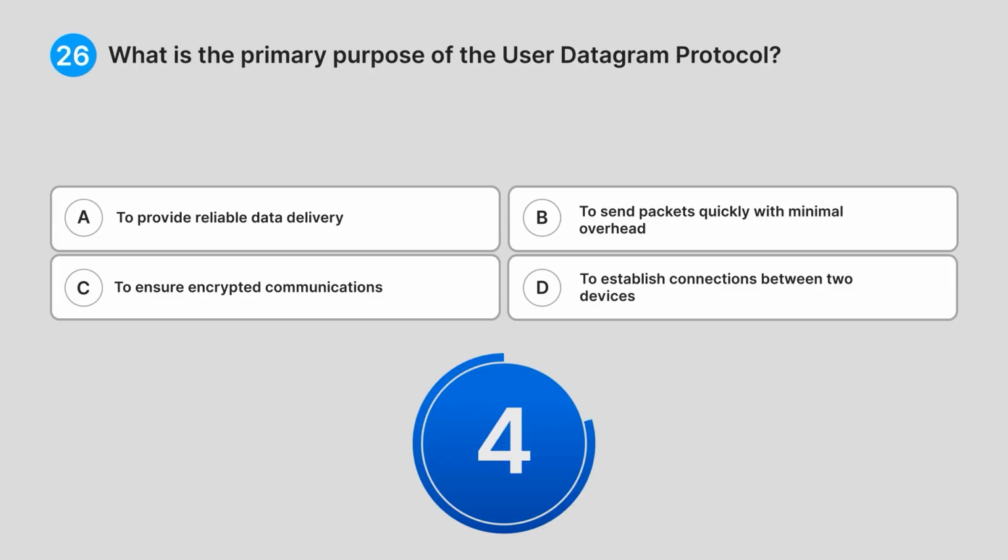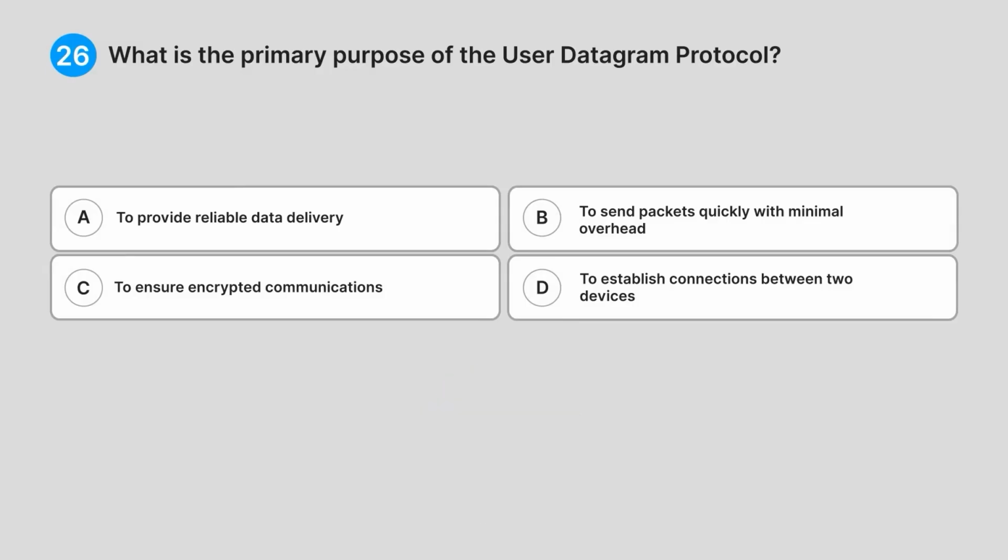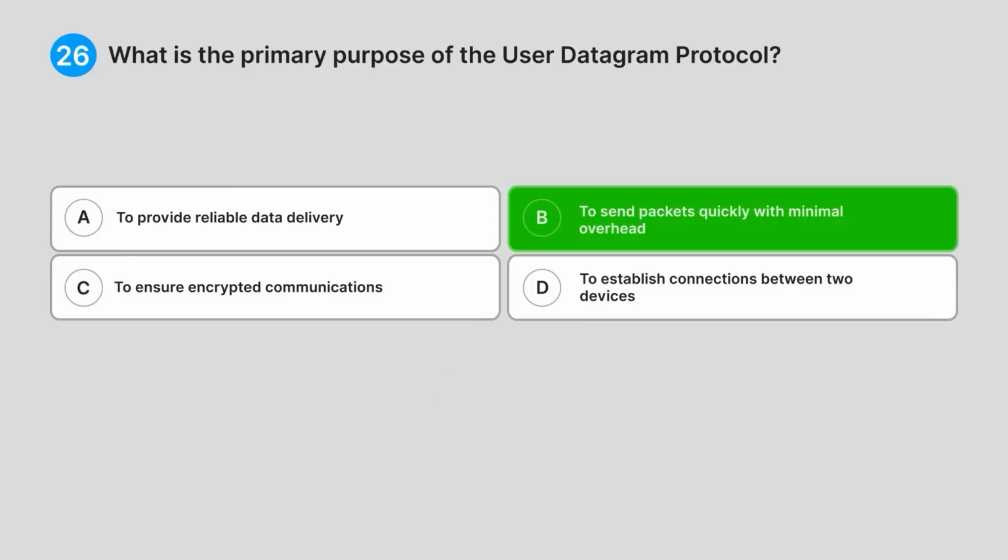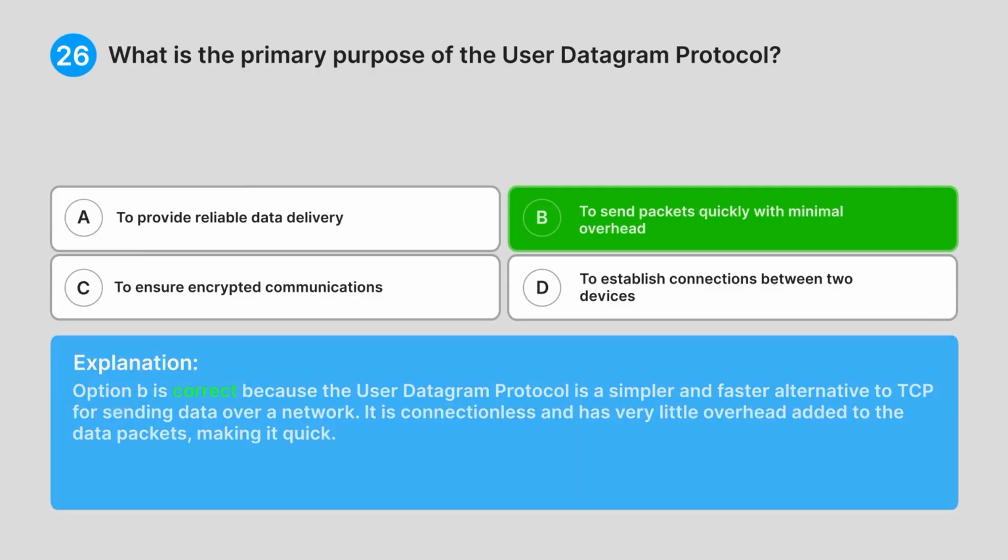Can you guess the answer? Correct answer. B. To send packets quickly with minimal overhead. Explanation. Option B is correct because the user datagram protocol is a simpler and faster alternative to TCP for sending data over a network. It is connectionless and has very little overhead added to the data packets, making it quick.